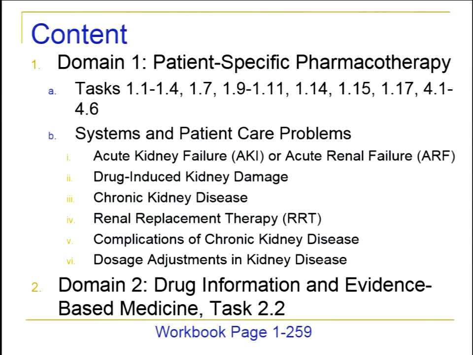Just to focus you a little bit, most of the content that relates to the pharmacotherapy exam will focus on patient-specific pharmacotherapy, which is domain 1, as you might expect, but I have one question in there that focuses on domain 2.